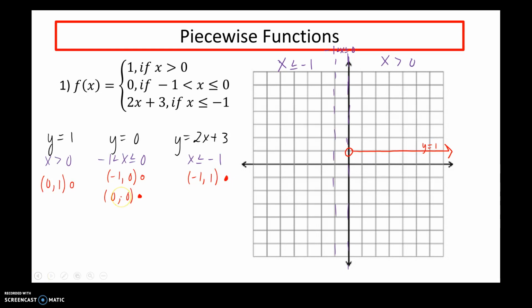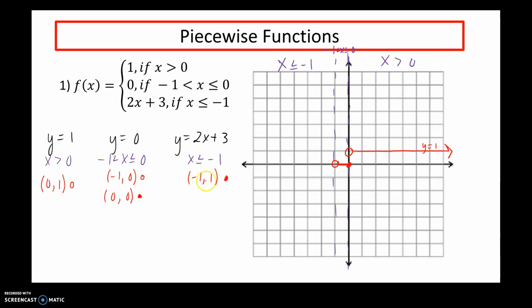Okay, next, my next 2 points. At (-1, 0), I put an open circle. And at the origin, I put a closed circle. Between those 2 points, my graph is going to be the graph of y is equal to 0. That's another horizontal line, and it's a horizontal line right on the x-axis. So there's my second piece.